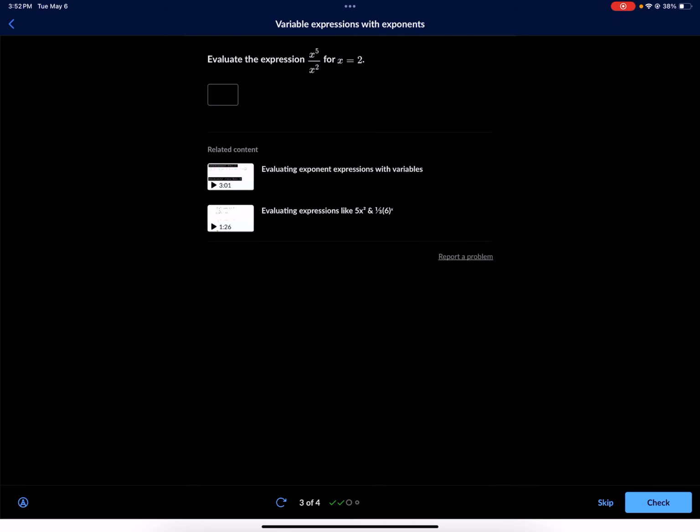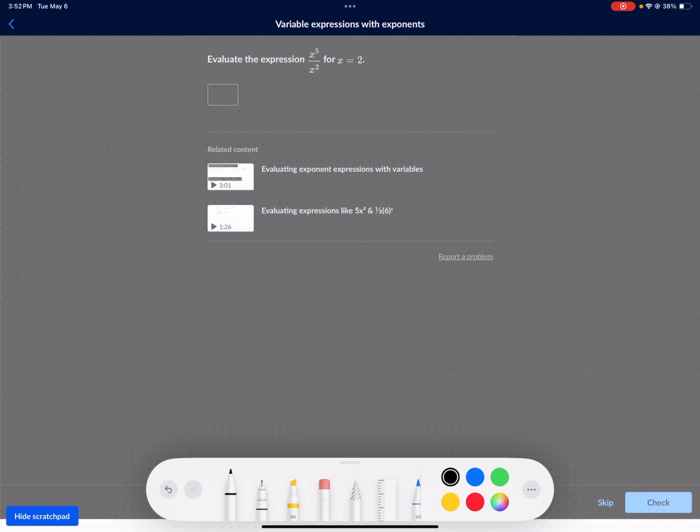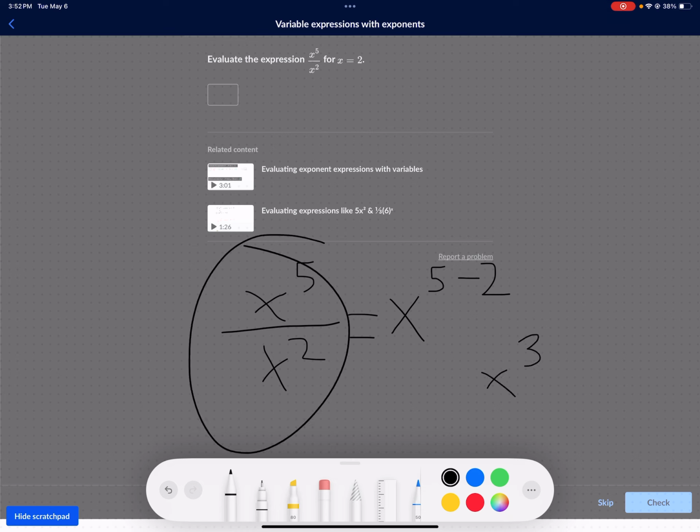Okay, evaluate the expression x squared over x to the 5th power over x to the 2nd power for x equal to 2. If you learned from my last episode, x to the 5th over x to the 2nd is another way of saying x to the 5 minus 2. So 5 minus 2 is 3. Instead of having to do all this, we can just plug in 2 and raise it to the 3rd. So, what is 2 to the 3rd?